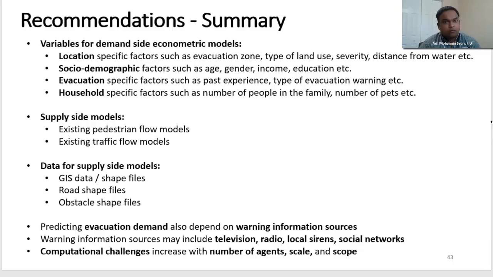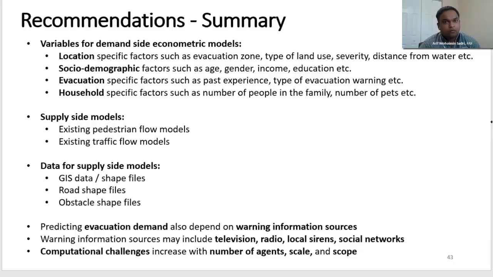So again, my last three points: predicting evacuation demand also depends on warning information source. I'm happy that Chris mentioned that they have made a lot of progress on tsunami warning and also meeting points. Those things we have to take away. It's not like the studies that we have already done, we just isolate them. No, we have to take values from those models to integrate into our model.